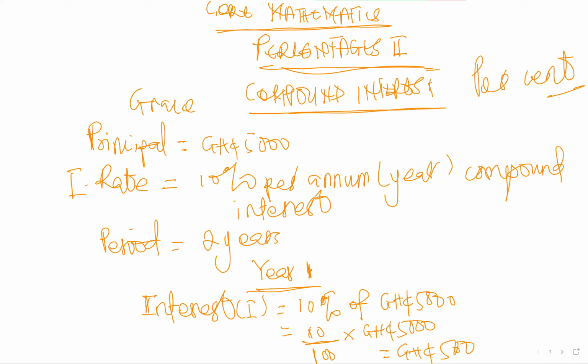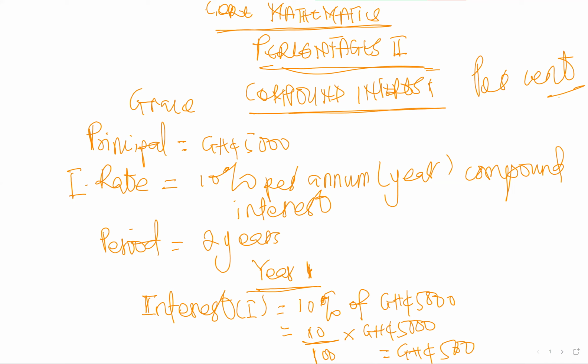So at the end of year one, she's earning an interest of 500 Ghana cedis. Don't think too much. So at the end of the year, she's keeping the money at the bank and earning 500 Ghana cedis. Now, watch closely.